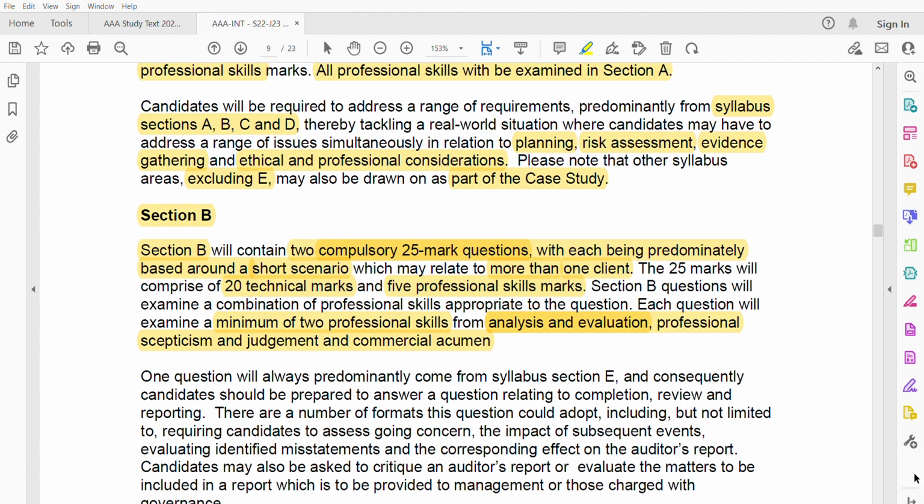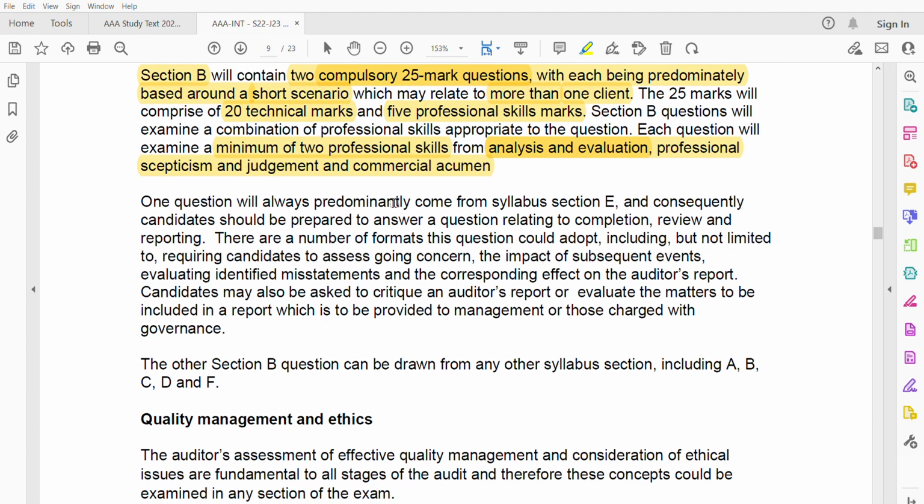Now, in this question, what are we going to ask? Mostly it's going to focus on section E, that is the completion after reporting event, things like that. And here you're working on completion, review, and reporting. The area which has not been covered in section A will be covered in section B. That means overall the whole syllabus you have to know, all the sections you have to be a pro to pass AAA. Remember that there is no other way out, no shortcut. You have to go through all the syllabus, all the sections.